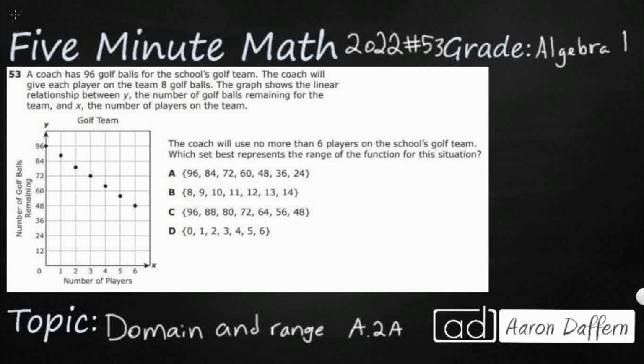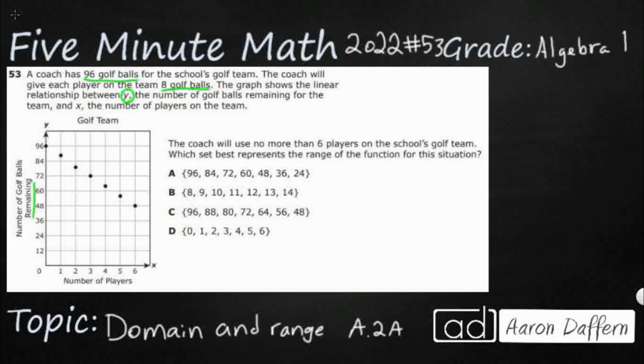So we've got a coach starting with 96 golf balls. I'm going to give each player on the team 8 golf balls. We've got sets of 8 coming out. And we've got a graph showing the linear relationship. Now it's key to see what we're looking at here. The y-axis here is the number of golf balls remaining.